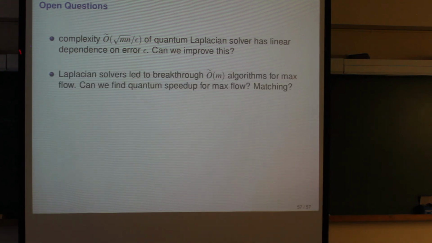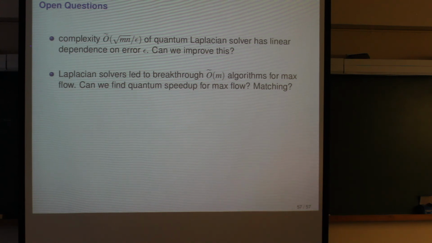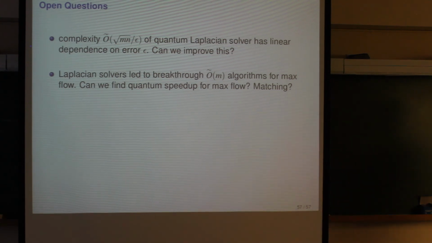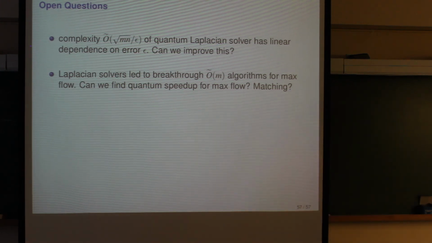Second question: Laplacian solvers led to breakthrough algorithms for problems such as max flow, in very non-trivial ways, using very nice techniques. So we can look for quantum speedups for the same sort of problems: max flow, bipartite matching. There are some quantum algorithms for them, but they use old-school, combinatorial techniques. These new algorithms use linear algebraic techniques, and nobody has thought about what we can find using these techniques.